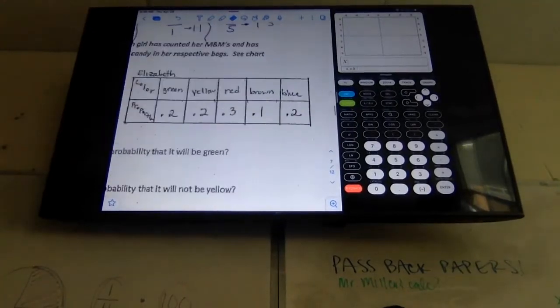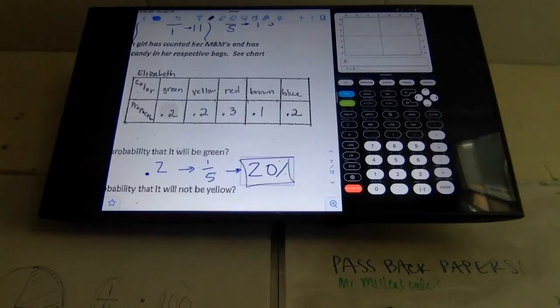Okay, so I'm looking at just Elizabeth's bag and we have a column that says green. And so what's the probability that she will get a green one? What'd you say? 20%. You can go even as basic as 0.2. You can say that's the same thing as, what is that, 1/5? Or I like 20%. Those are all the same answer.